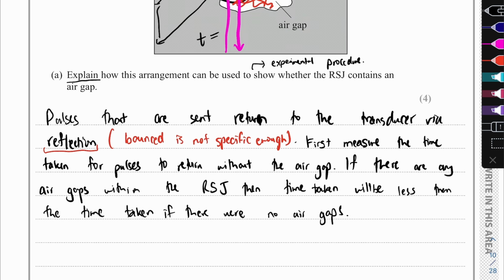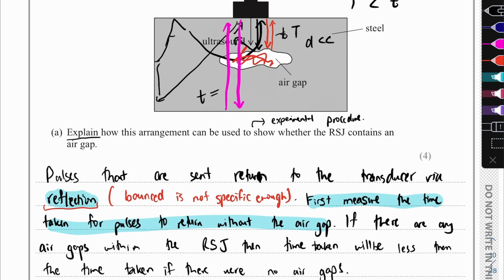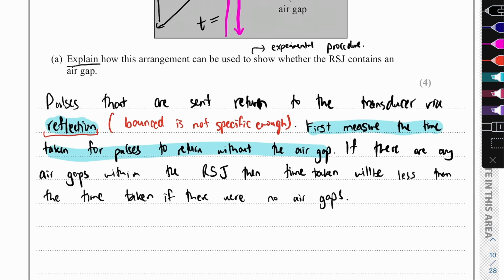That's it, right? So let's look at the four points that we can mention. The one point is that pulses are sent to the transducer via reflection. That's the key word here, and that gives you the 1 mark. Then we have to state that we are measuring the time, so we can compare it with some value. So 1 mark for saying the pulses are reflected back to the transducer. 2nd mark for saying that we should measure the time.